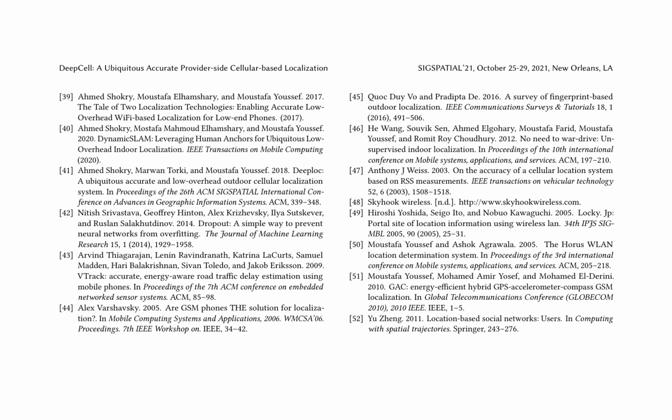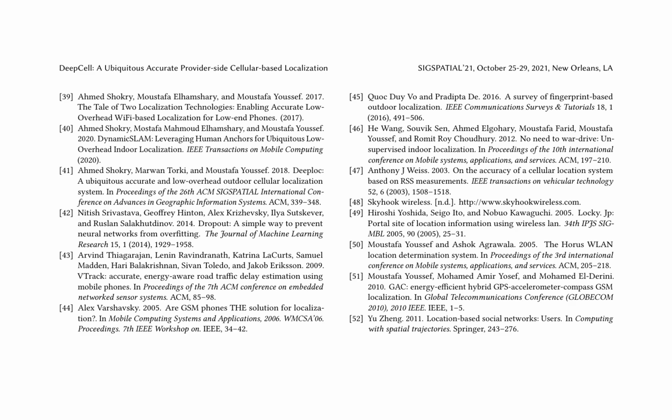The system employs a neural network architecture with dropout regularization to prevent overfitting, as introduced by Shrivastava et al. The neural network is trained on a dataset of cellular signals and corresponding locations, allowing it to learn the complex relationships between signal patterns and geographic locations.